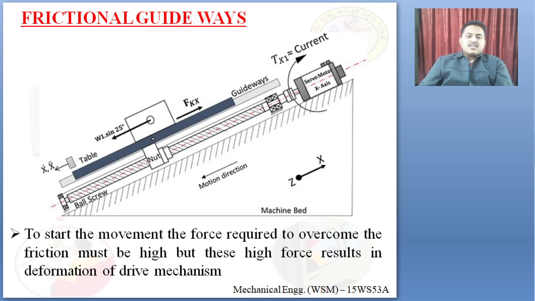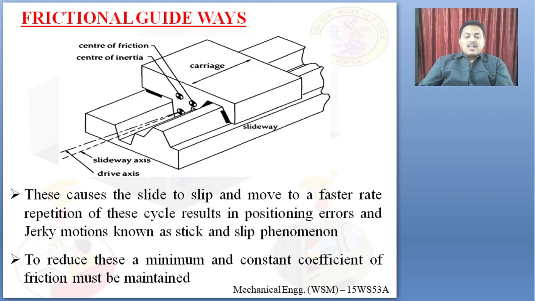In frictional guideways, the starting force required to overcome the friction must be high. The initial force should be very high in order to overcome the friction and the moment of inertia, and high forces result in deformation of the driving mechanism. When you increase this force, what happens? There is a deformation in the driving mechanism. This causes the slide to slip and move at a faster rate in repeated cycles. So position errors and jerky motions result from the slip phenomenon. When there is a jerky motion, there are chances it results in position errors.